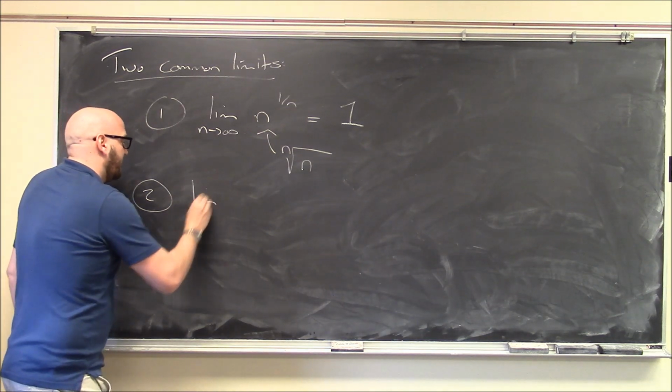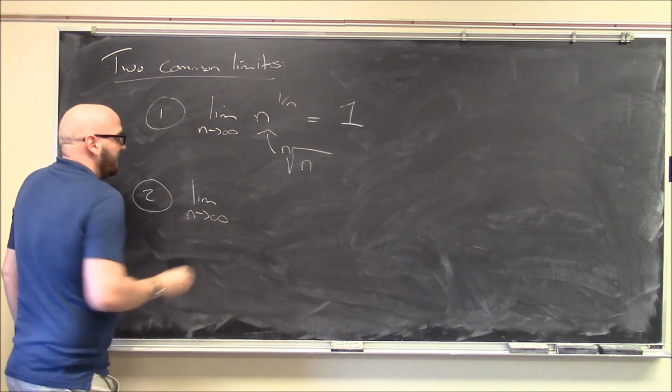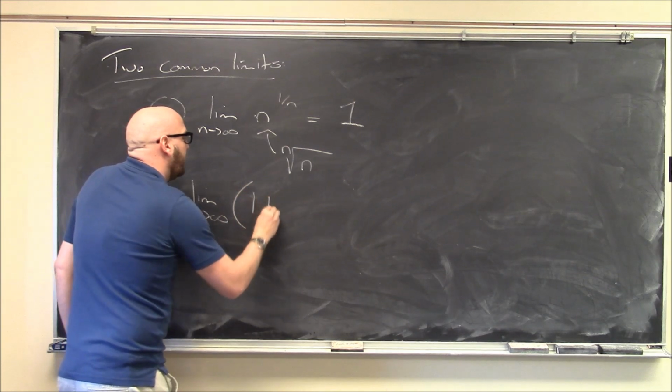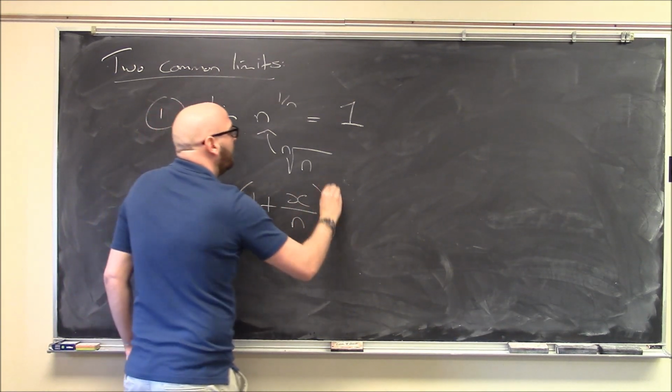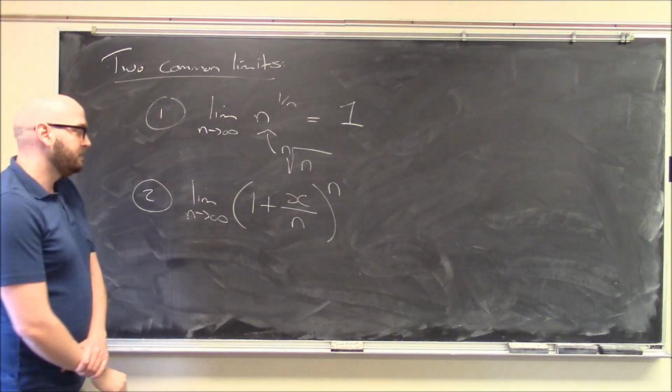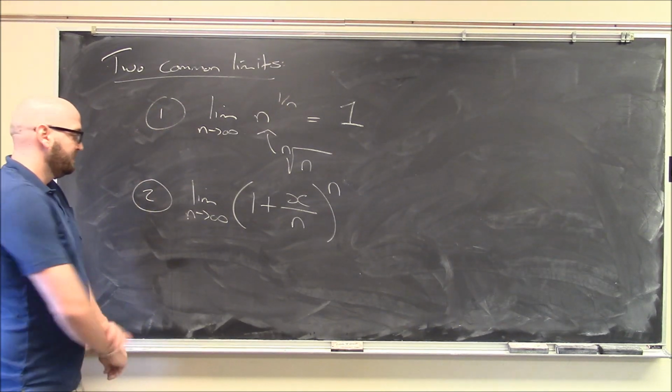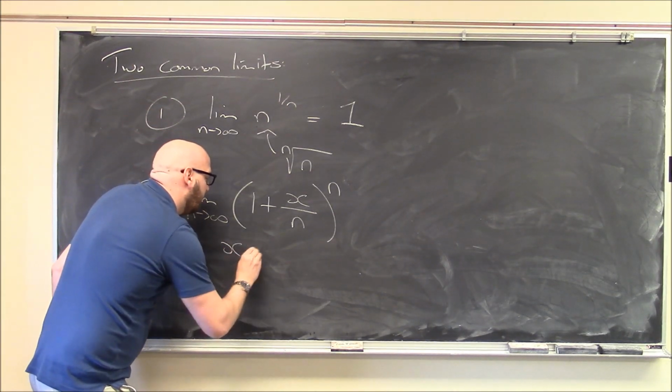And here's another one. The limit as n goes to infinity of 1 plus some constant x over n to the n. Alright, so x is a constant.